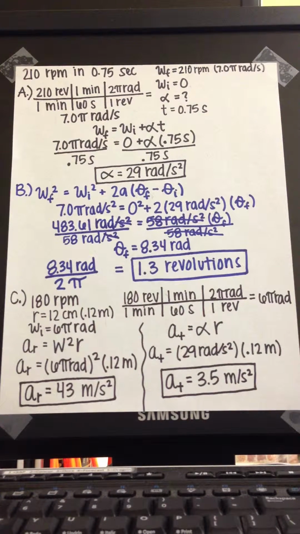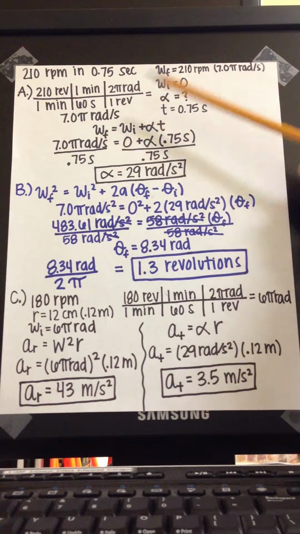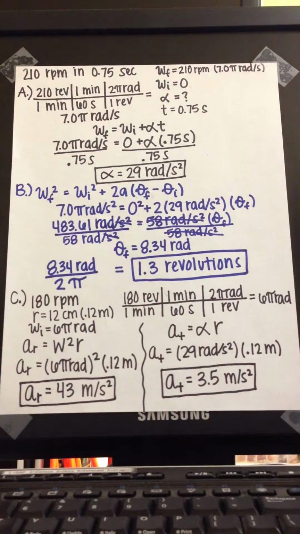So the first thing you need to do to calculate angular acceleration is use unit analysis to convert 210 revs per minute into radians per second. Once you do that, you get that 210 revolutions per minute equals 7.0 pi radians per second.